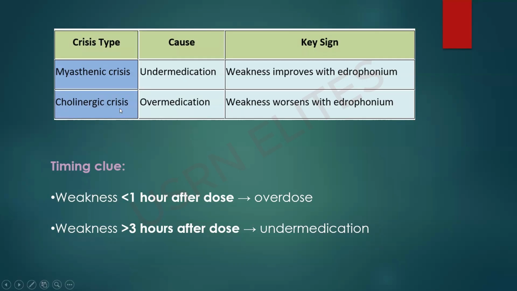Cholinergic crisis. Remember, cholinergics increase acetylcholine, right? So when you have cholinergic crisis, it means you have more of the medication that increases what? The acetylcholine at the neuromuscular junction. That's why you're having cholinergic crisis. So myasthenic crisis is caused by under medication of the drug, and cholinergic crisis is caused by what? Over medication of the drug.